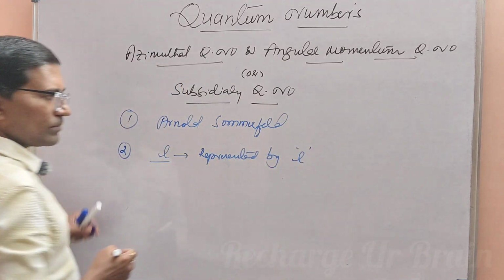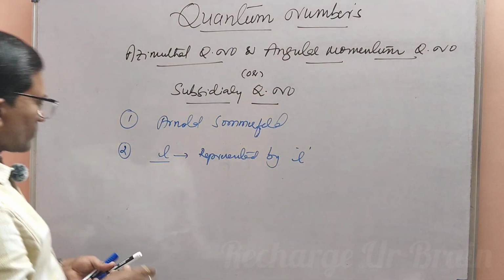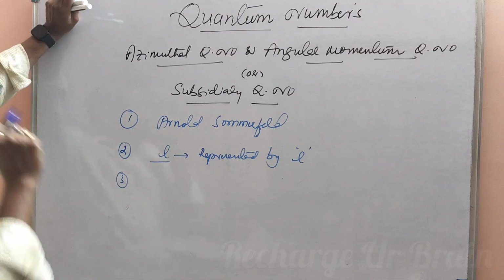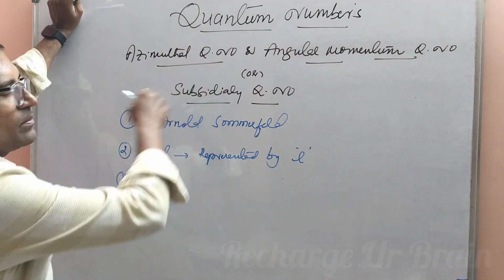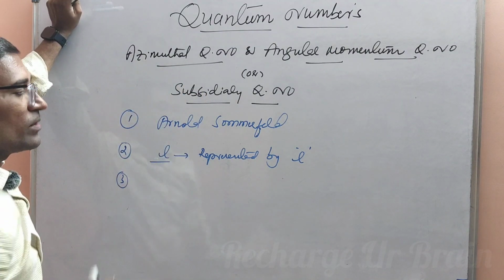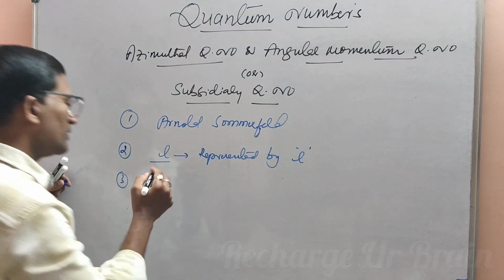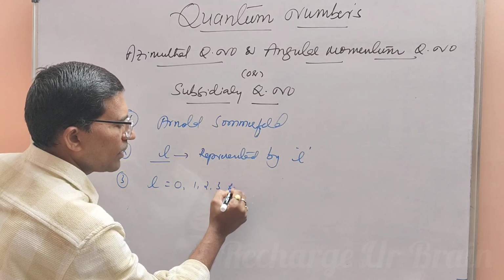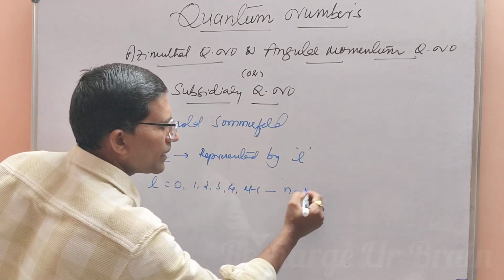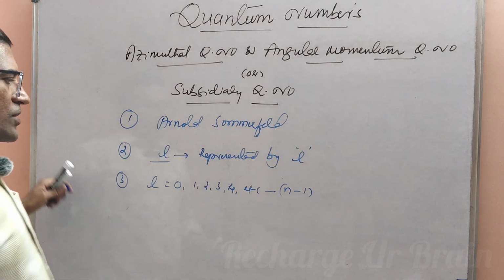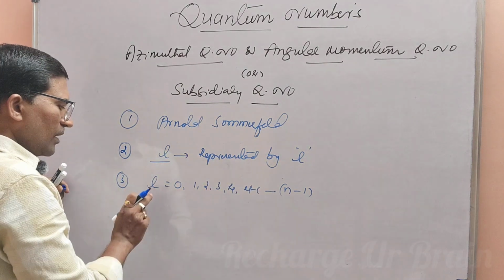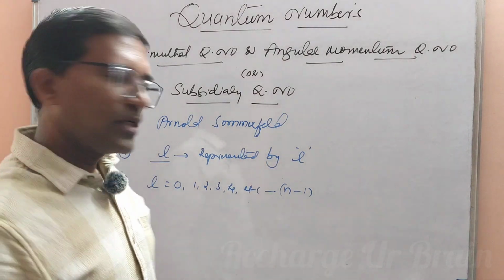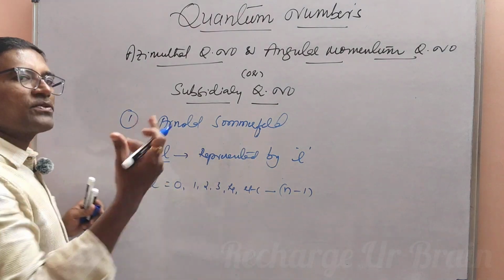Next, this angular momentum quantum number, or azimuthal quantum number, or subsidiary quantum number gives integer values as L is equal to 0, 1, 2, 3, 4, etc., up to n minus 1 values. Understood? The L value tells about the type of subshell. The value of L gives rise to the type of subshell.